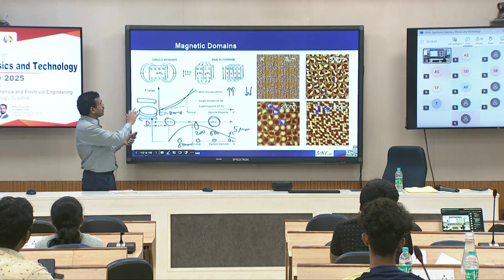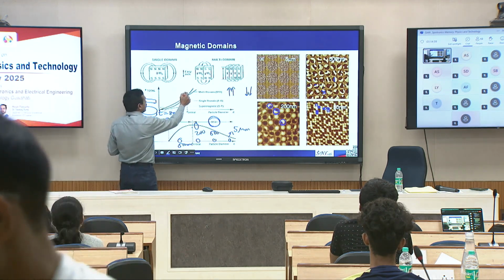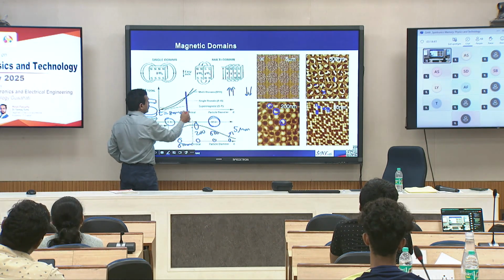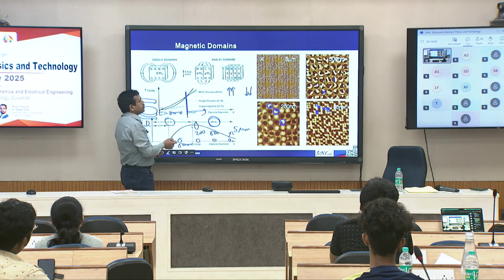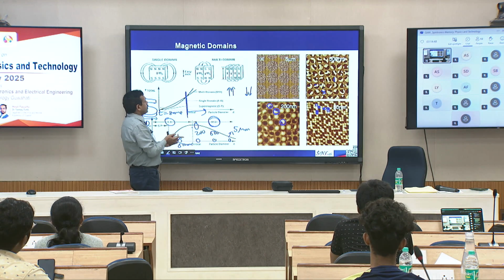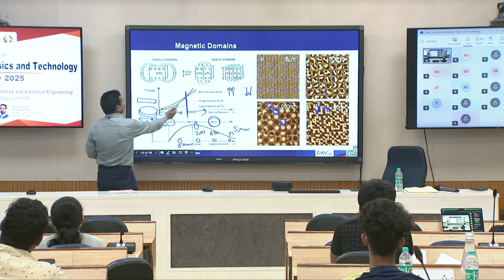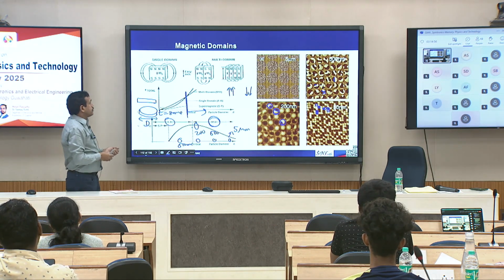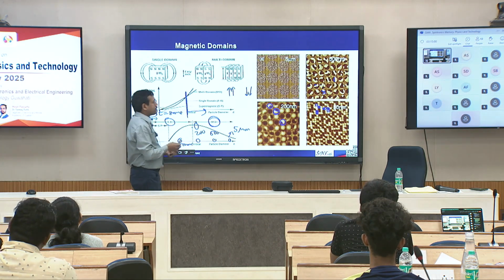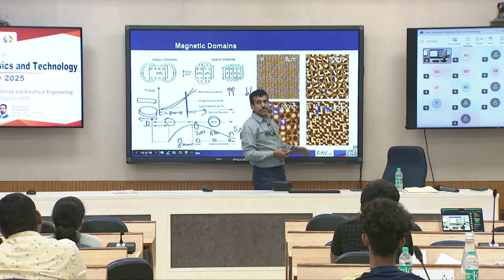So, this is the clear evidence that the formation of domains depends on a certain critical diameter. If you are above that critical diameter, the magnetostatic energy is high, so the system forms domains. If you are below this critical size, the magnetostatic energy is not that high, and if you form domains, you are going to increase the domain wall energy. So, the systems do not form domains, they exist in a single domain state.